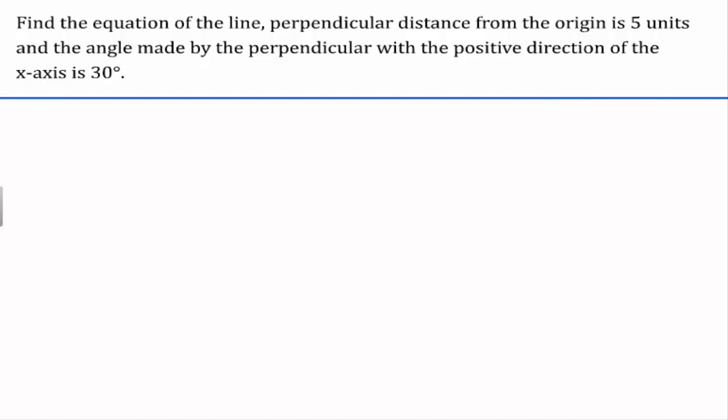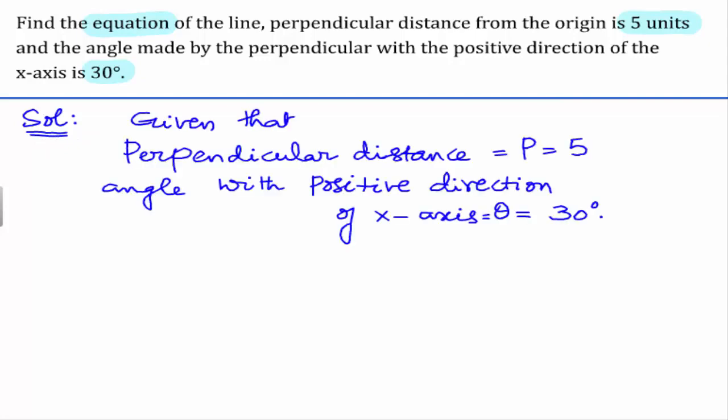In this question, we have to find out the equation of a line whose perpendicular distance from the origin is 5 units and the angle made by the perpendicular with the positive direction of the x-axis is 30 degrees. Let's see the solution for this. Now in this question, it is given that the perpendicular distance of the line from the origin is 5 units. That is, let us write that as p as 5 units, and the angle made by the line with the positive direction of x-axis is 30 degrees, that is theta is 30 degrees.